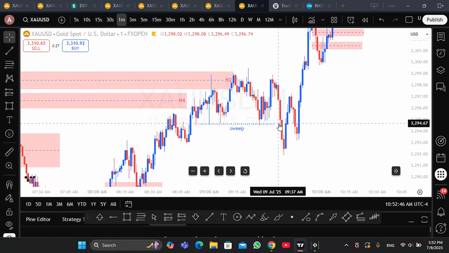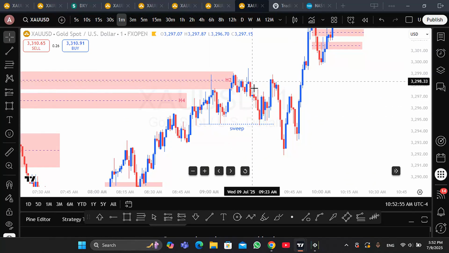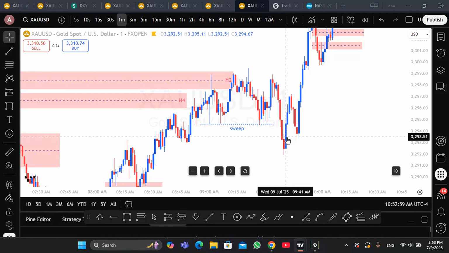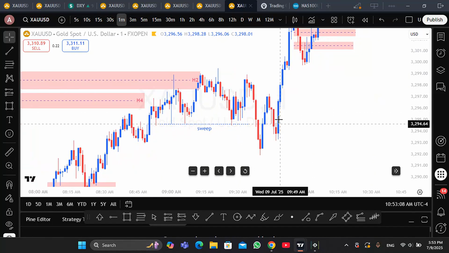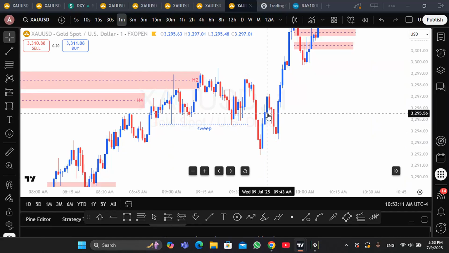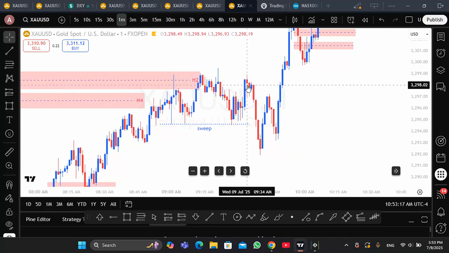It made a change in the state of delivery, and this is also a change in the state of delivery and a market structure shift. This is a market structure shift, but I didn't notice that there is a sweep of this double bottom and triple bottom. I made a sell in this area, depending on this fair value gap, the market structure and this order block.